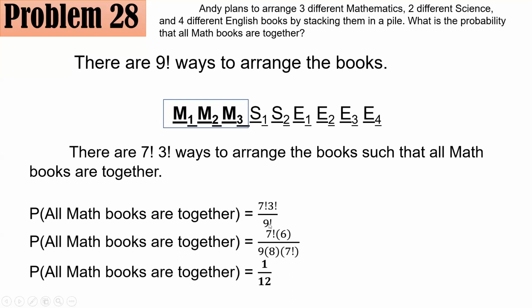So for the denominator, I express 9 factorial as 9 times 8 times 7 factorial. I stopped with 7 factorial because I know that I could divide the 7 factorials into 1. The 3 factorial is 6. So this becomes 6 divided by the product of 9 and 8, which simplifies to 1/12.